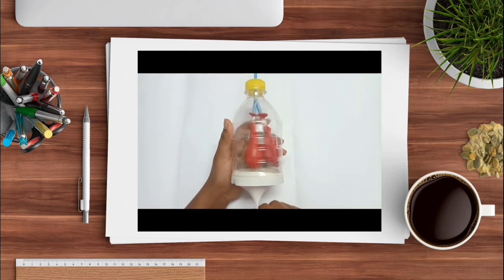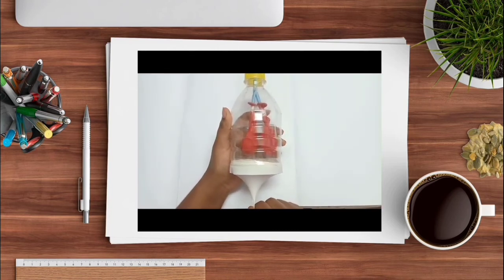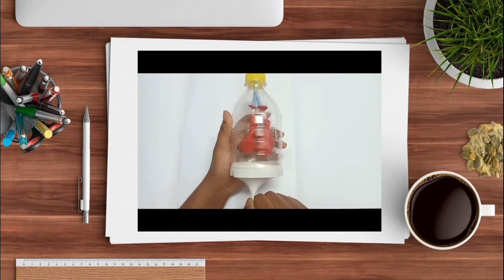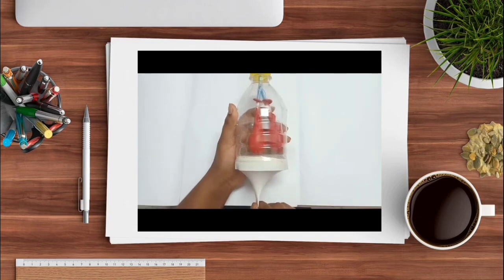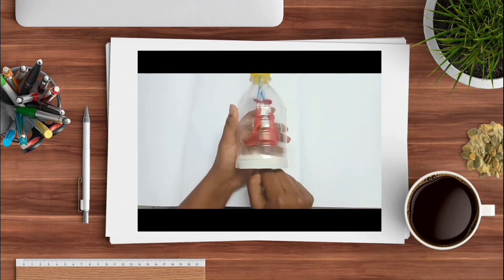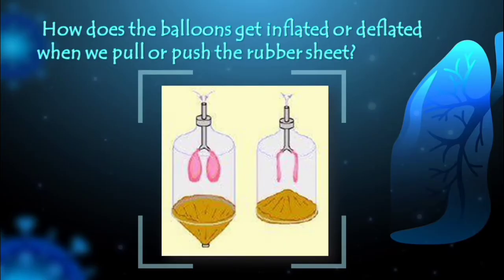When the rubber sheet is pulled downwards, the balloon gets inflated. Now, when we push the rubber sheet inside the bottle, the balloons collapse. Let's watch it once again. So, how does the balloon get inflated or deflated when we push or pull the rubber sheet?